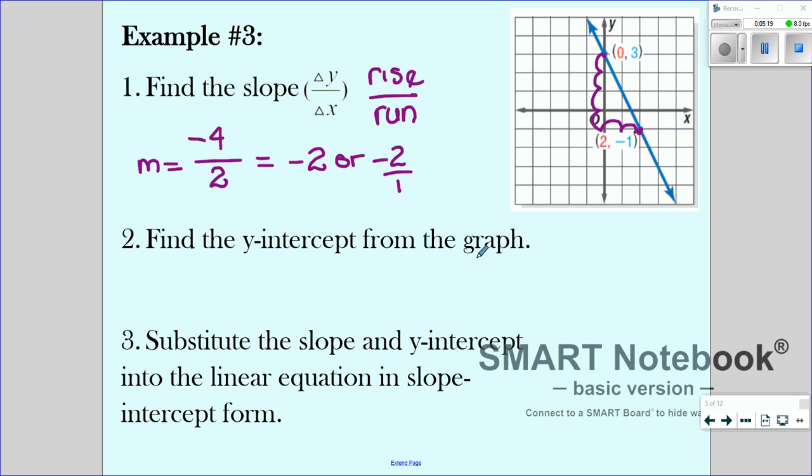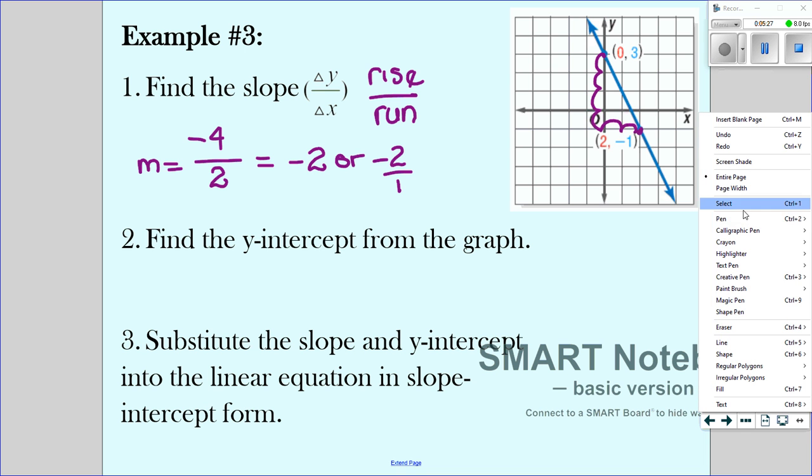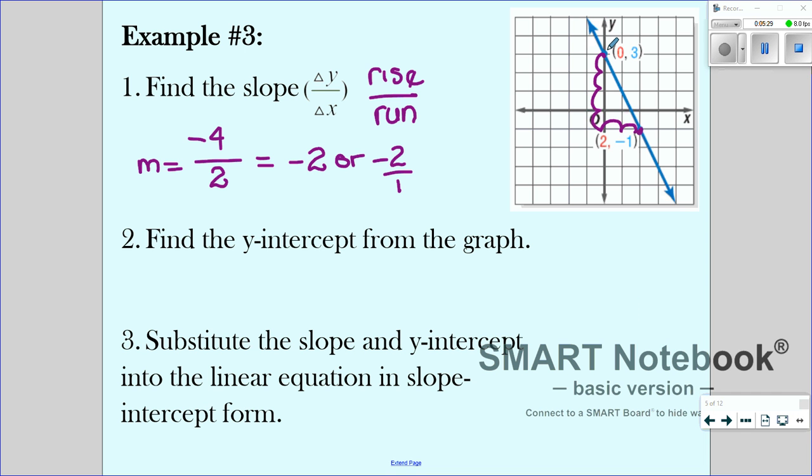Y-intercept, that means where the line crosses the y-axis. So if I'm going to put it in another color, put that in green, our y-axis is there. This is where it intersects the y-axis. The line hits the graph, the y-axis. So then this is 3. So our y-intercept is (0, 3), or 3.